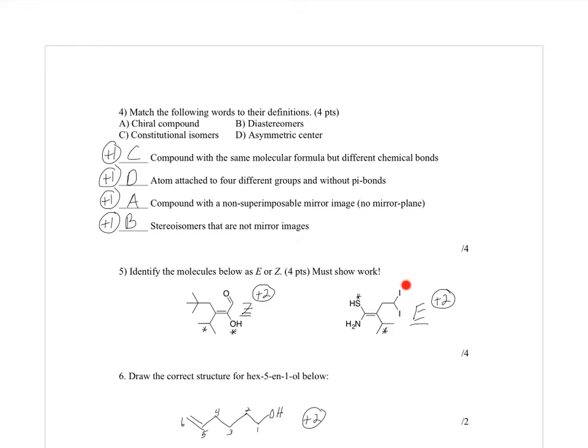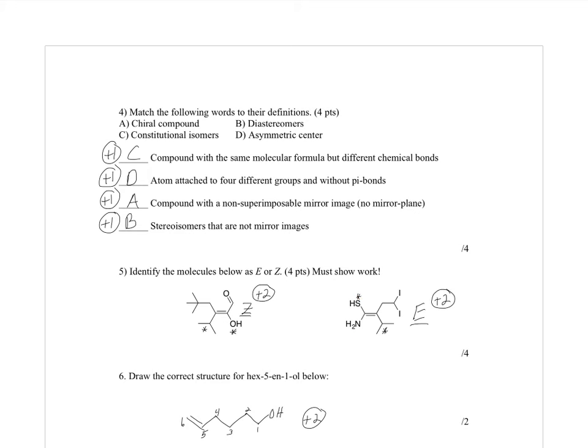Here again, identifying E and Z, doing some rankings, splitting it down the middle, cutting it down the middle. Oxygen versus carbon, oxygen wins by atomic number. Carbon's a tie, but then this carbon is bonded to 2 other carbons and an H, whereas this carbon is bonded to 1 carbon and 2 hydrogens, so this has priority. They're on the same side, so that'd be Z.